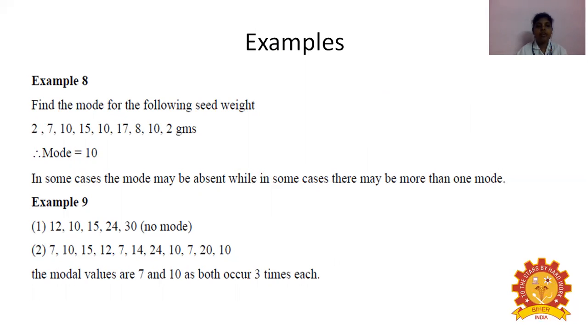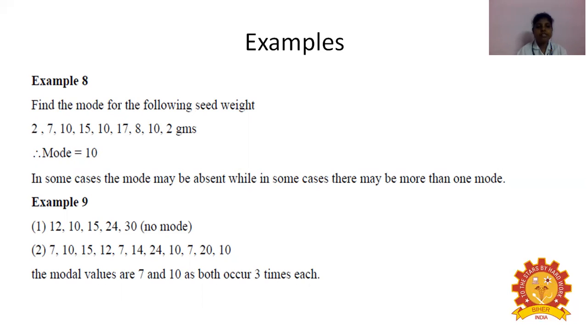Find the mode for the following seed weights: 2, 7, 10, 15, 10, 17, 8, 10, 2 grams. Mode equals 10 because 10 occurs 3 times here.